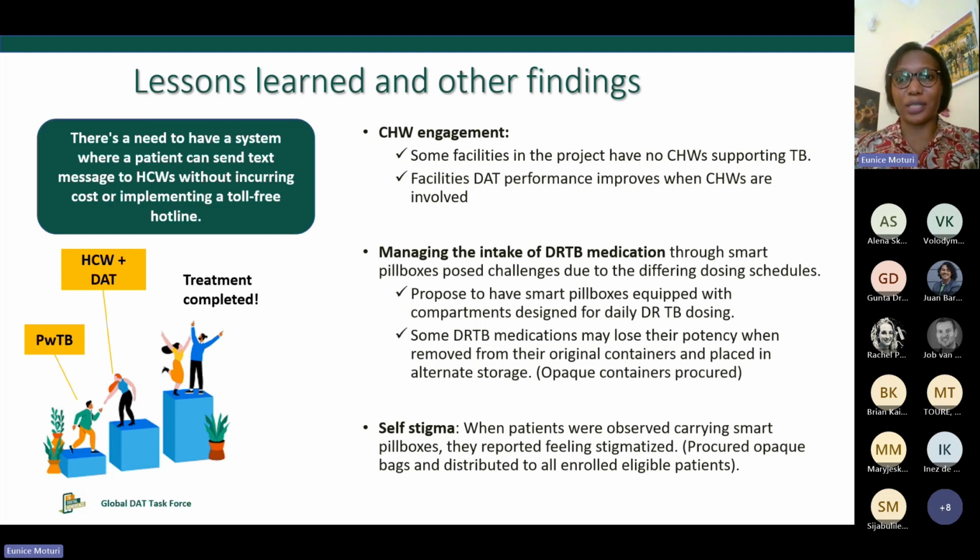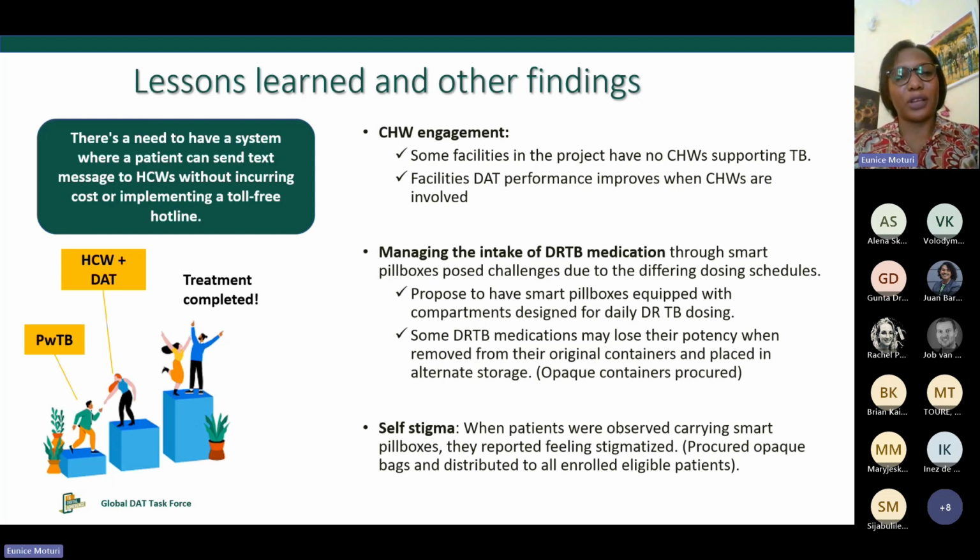This is where flexibility and adaptability are needed for DATs as we go along. It's needed as we receive feedback on how to improve the service. So flexibility is also needed.